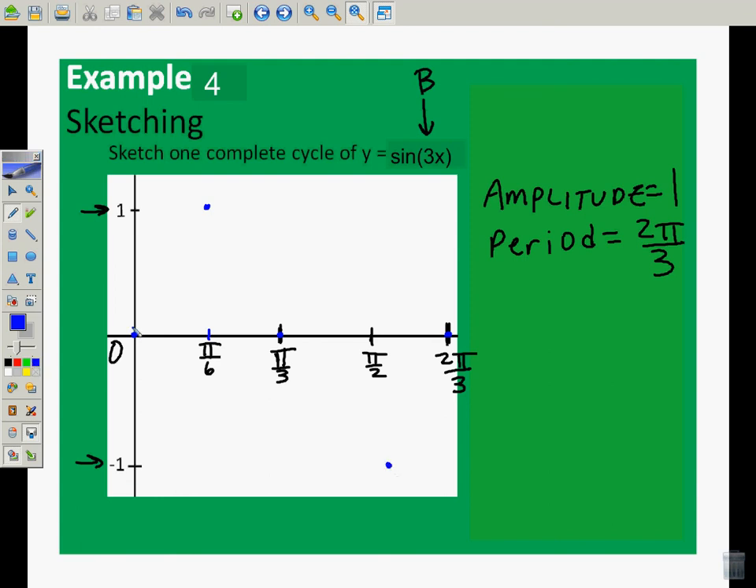So when I connect the dots, I have a regular sine curve that has just been compressed down into 2 pi over 3.